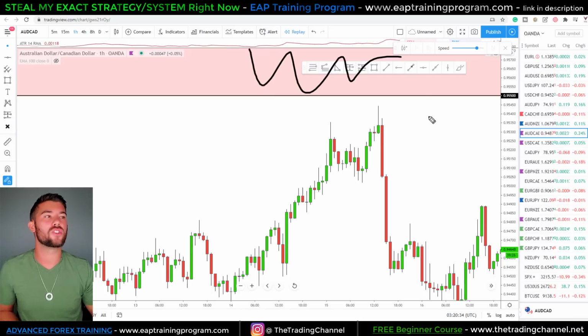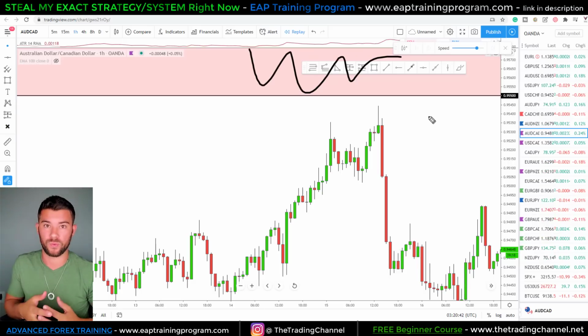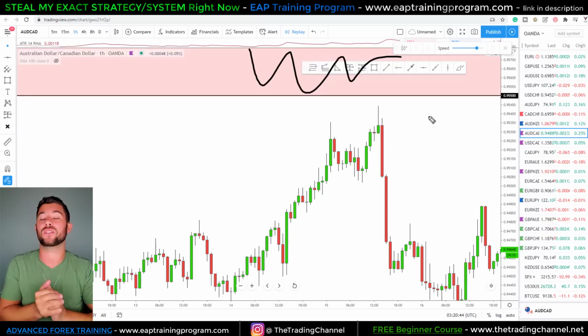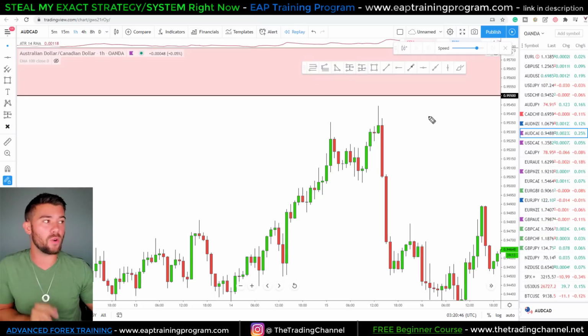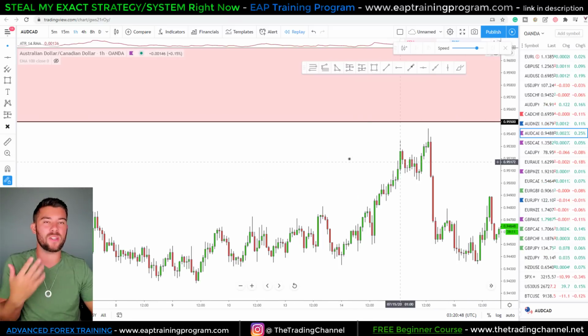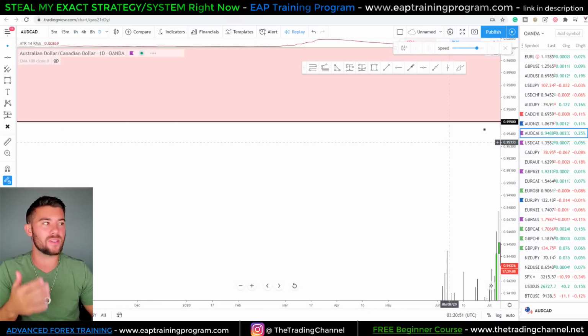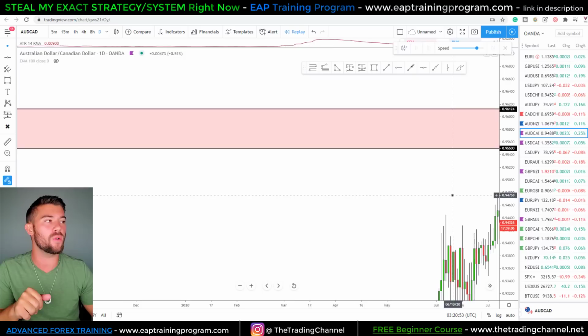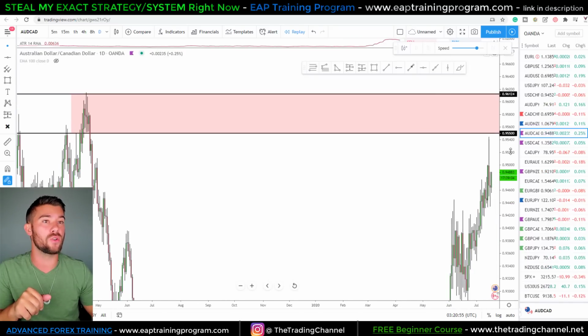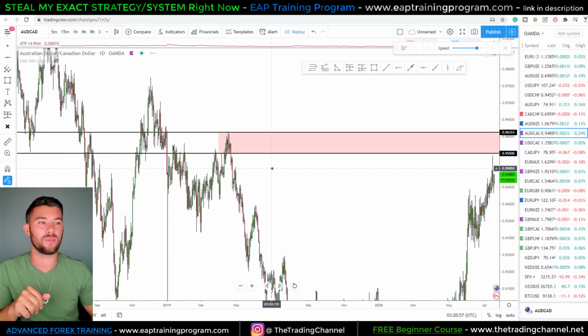And something else super important to remember is that resistance and support are not lines that you place on the chart. Resistance and support are zones that the market is likely to turn around from. Now, let's go back out to the daily chart and let me explain to you why I considered this zone between 0.9550 and 0.9612 a major level of resistance.